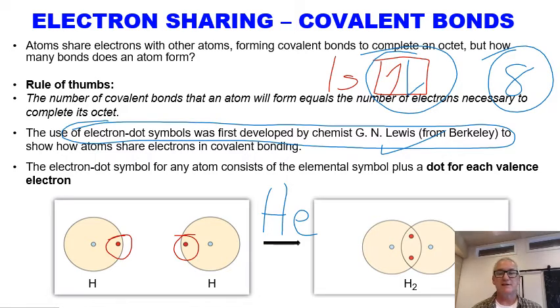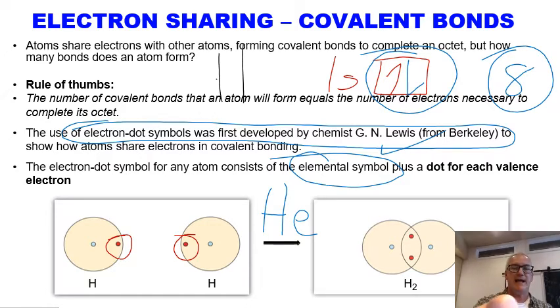So the electron dot symbol for any atom just has the elemental symbol, in this case hydrogen, and we put a dot next to it for the valence electron. So for hydrogen it would just be an H and one single dot, which gives you the number of valence electrons. Okay?